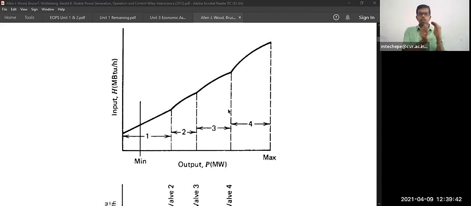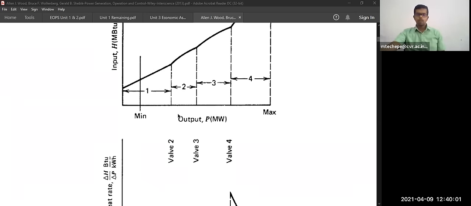So based on the fuel cost characteristics, how the power generation will happen from the first generating unit, how it will happen from the second generating unit, and the third generating unit, like that we are calculating, but practically it will not be the same. So that's what I want to say here.